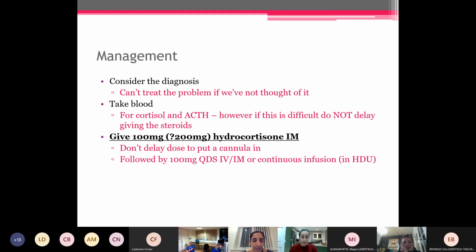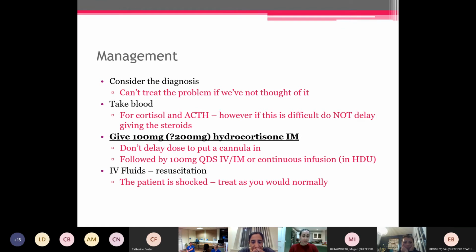If we're able to take bloods before we give the steroids, we want a cortisol and ACTH. Cortisol comes from the adrenal, ACTH comes from the pituitary, and it helps us figure out where the problem is, if it's the brain or the adrenals. If it's too difficult to do that, they're hard to bleed, do not delay giving the steroids. We'll sort out the blood test later. And we resuscitate the patient because they're shocked and treat whatever we think is going on. So if they've got an infection, we'll give antibiotics. And they need loads of fluid and they need escalation to HDU at least. Refer to us.